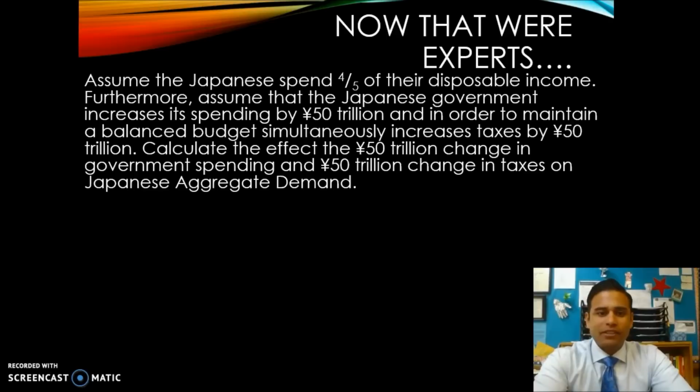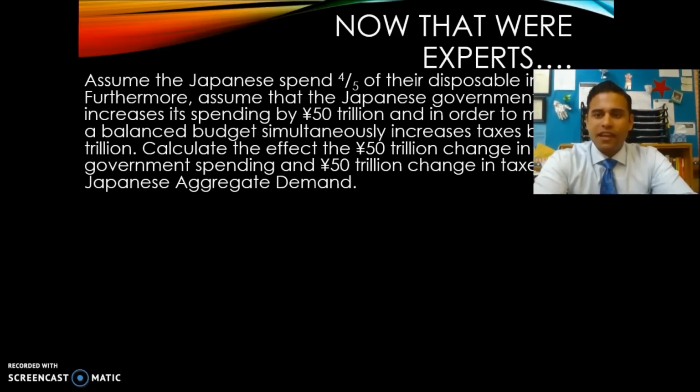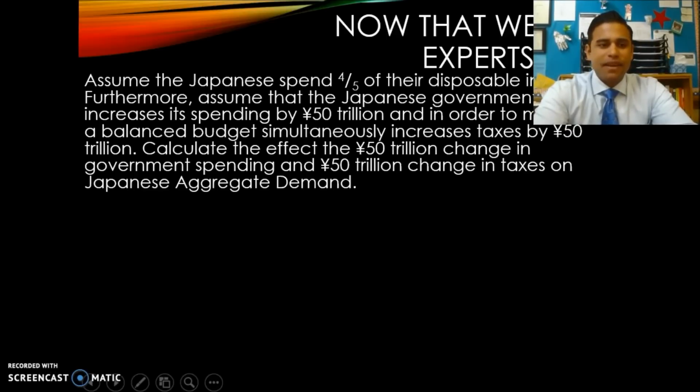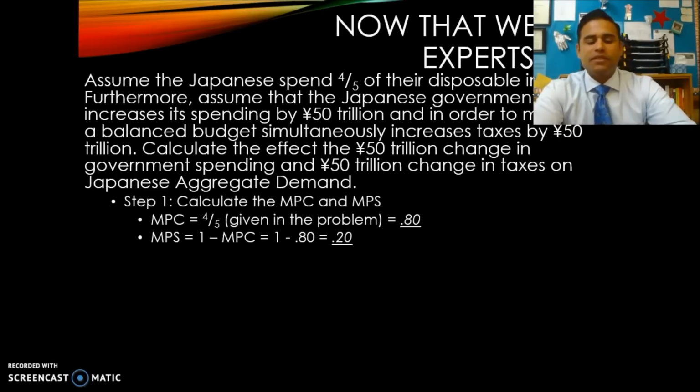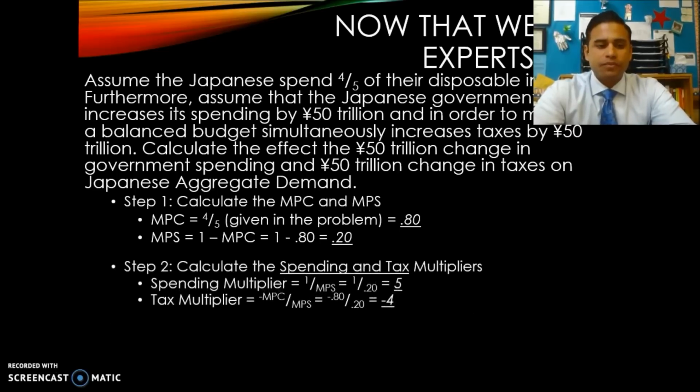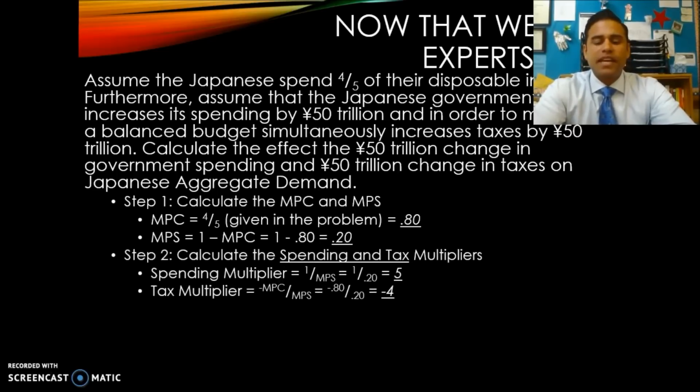All right, we're back. So a little more work this time, and if you got the answer correct, maybe the answer surprised you. So let's take a look. First, let's calculate the MPC and MPS. We're going to need that for either one, right? So the MPC, marginal propensity to consume, is 0.8, and MPS is 0.2.